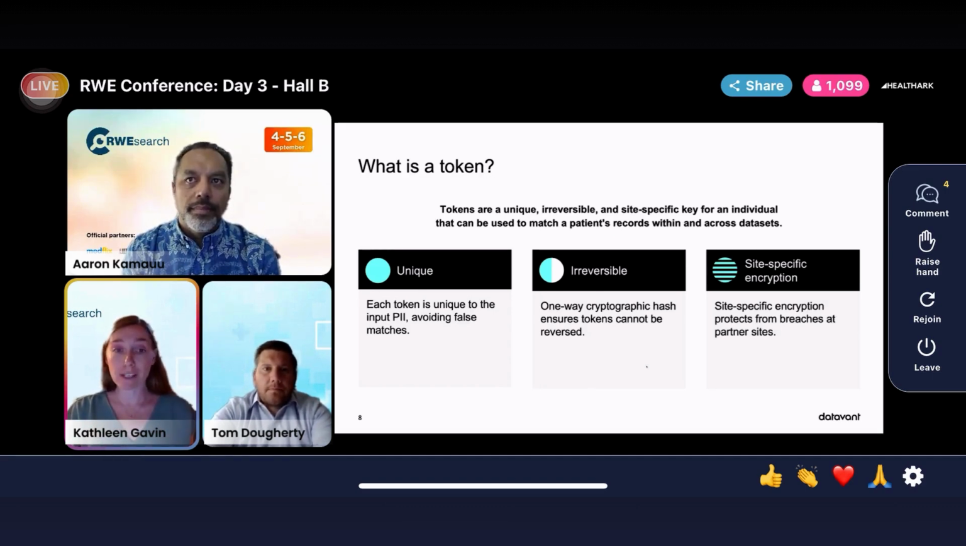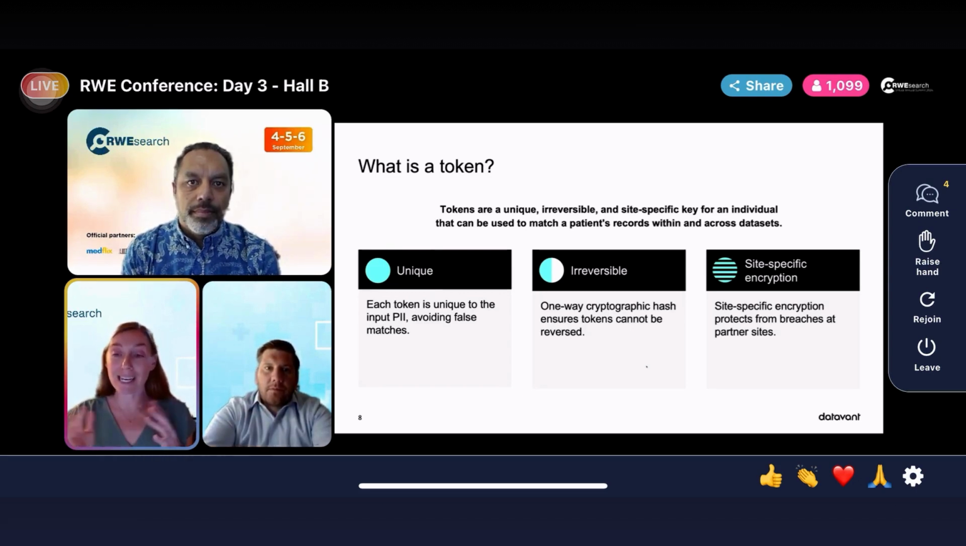And so tokens are trusted in healthcare. They're being used to generate research-grade linked data sets, bringing real-world data into clinical research workflows, which is really exciting, opening up a whole new area of opportunities that Aaron had just talked a little bit about.